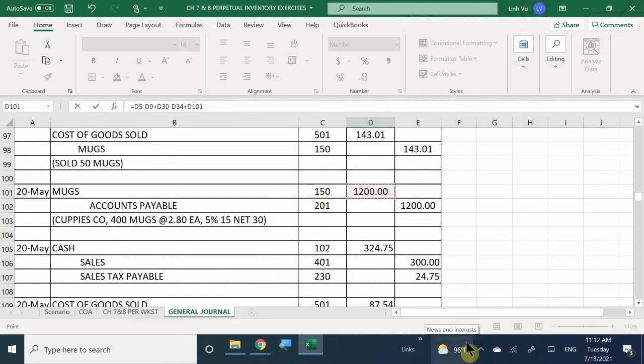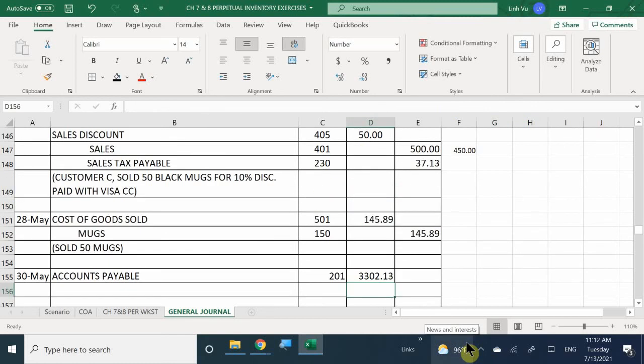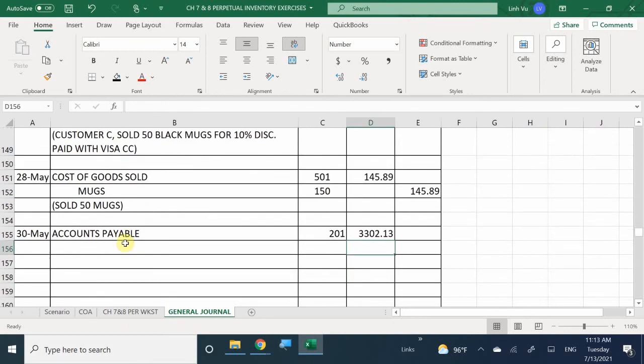So now my grand total that I owe is going to be $3,302.13. Now that's just what I owe. Okay. Now, how much am I going to pay is going to be a different scenario because we had one more thing that we had to do, right?